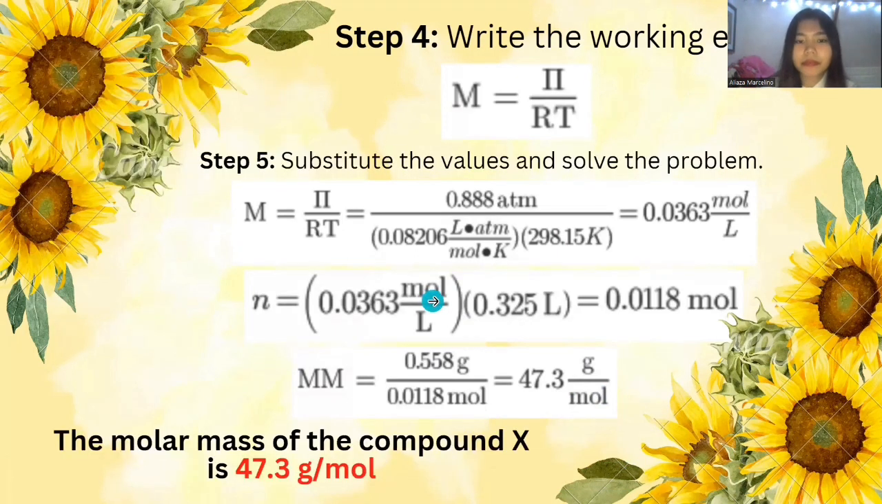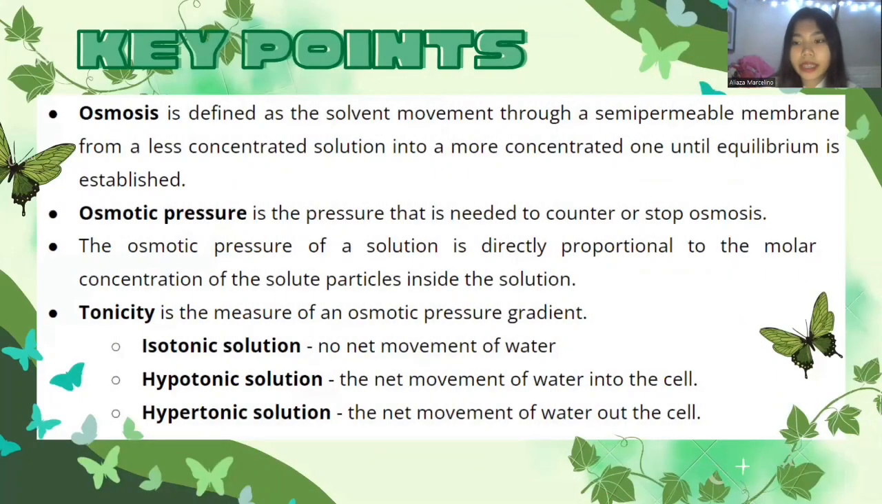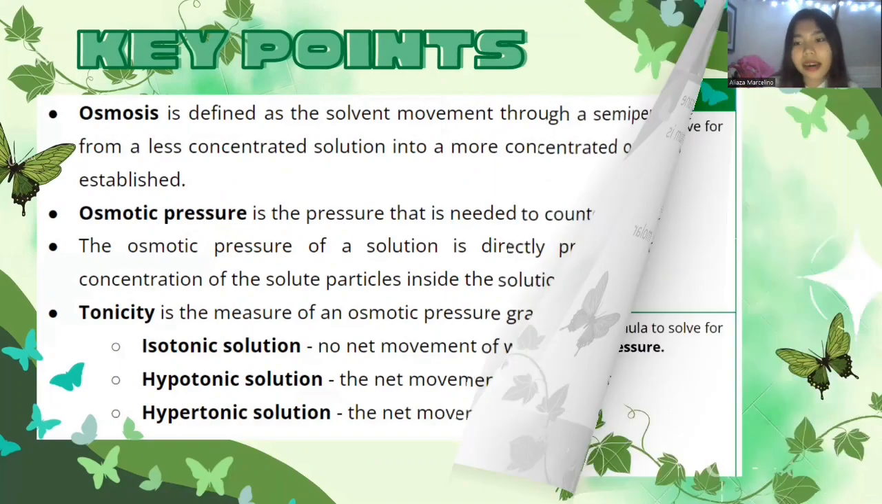Therefore, the molar mass of the compound X is 47.3 gram per mole. All done. Here's our key points or summary meanings all about our topics. And don't forget the key formulas.